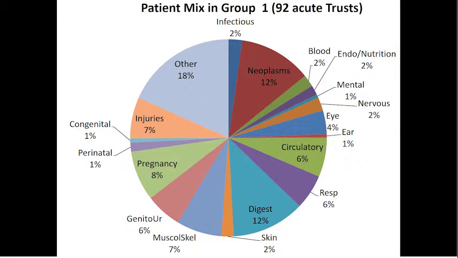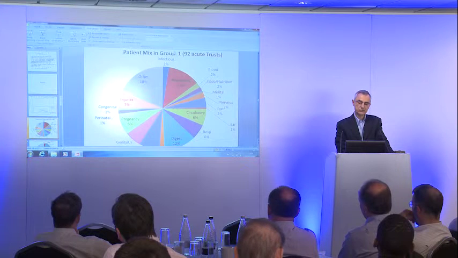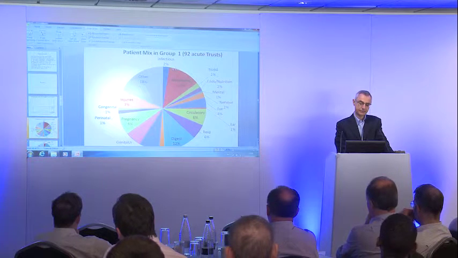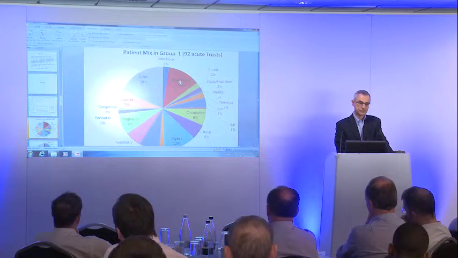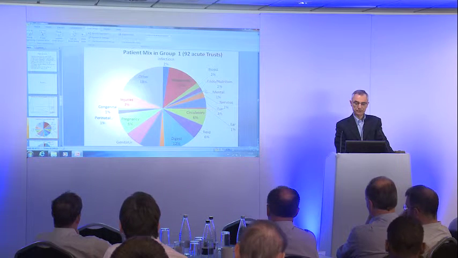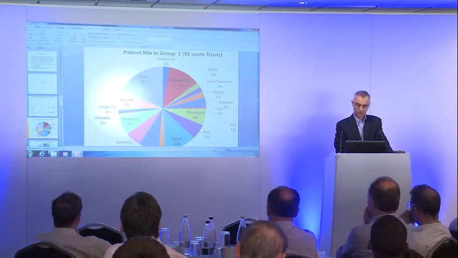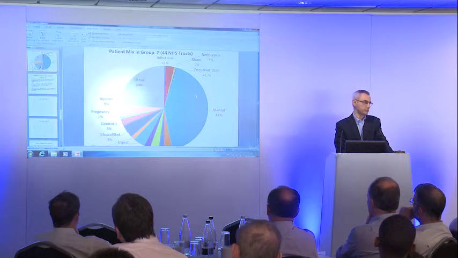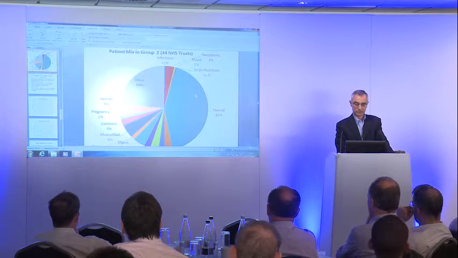When I analyzed the burden of disease in these two clusters of hospitals, in the first group, the acute trusts, 92 of them, you can see chronic degenerative diseases, but very few, 1%, psychiatric disorders. Instead, in the other group, the more chronic one, 44 NHS trusts, psychiatric disorders are almost half of the burden. And this explains why they are long-term stay hospitals.